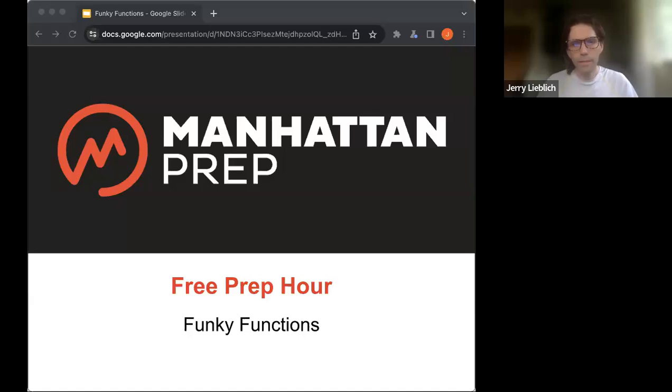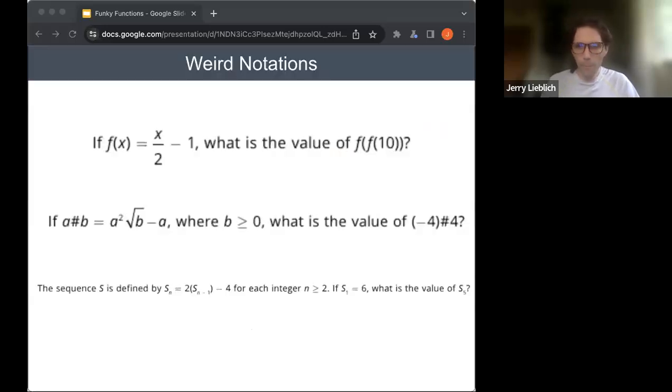And what we're going to spend this free prep hour looking at are what I'll call funky functions. What do I mean by that? I mean, sometimes in the GRE, we see these weird functions. And this is called just a function. It might be familiar to you from math class at some point. Or it might be stranger, where they give you some symbol you've never seen and tell you how to do it. Or this weird notation of sequences.